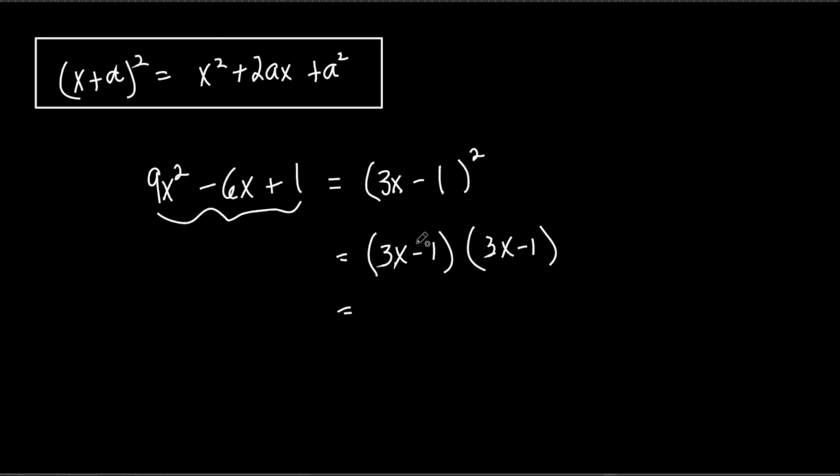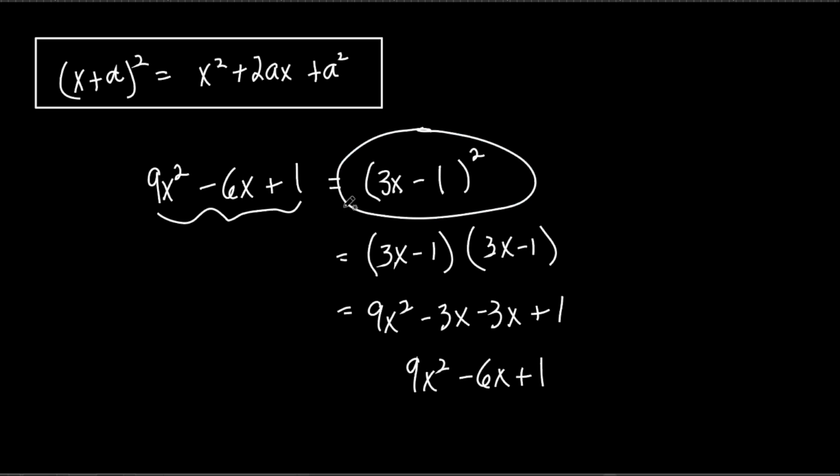Well, let's do some FOIL. 3x times 3x, 9x squared. The outside is minus 3x, the inside is minus 3x, and the last is plus 1. Does it work? Sure does. It's the exact same thing, isn't it? So, is this the factors of this? Absolutely. If you wanted to write it down like this and put them separate, it's fine. You can do that. I wouldn't mark it wrong at all. You get full credit. But it's a lot easier just writing it like this.